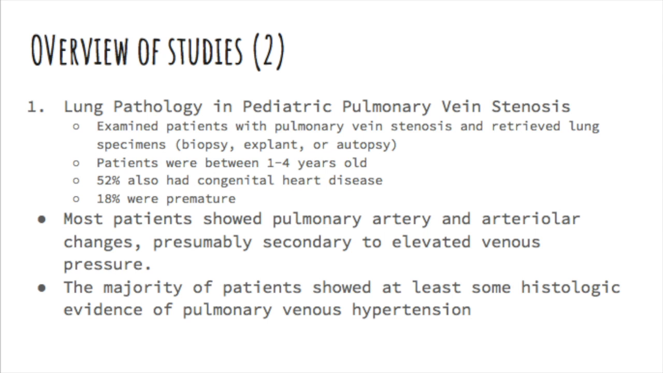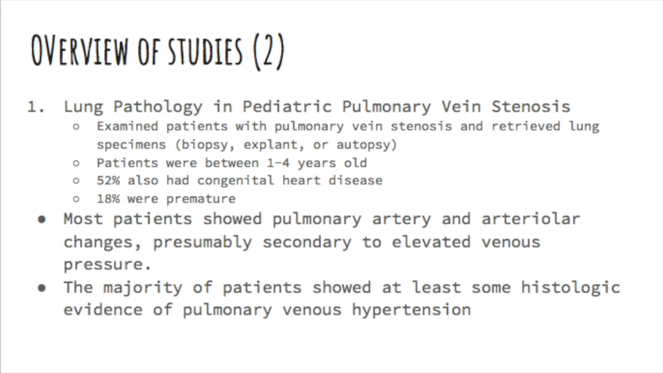So we're going to talk about the 2 studies that we found, and the first one is lung pathology in pediatric pulmonary vein stenosis. So I kind of already mentioned this one earlier, but they examined patients with pulmonary vein stenosis and retrieved lung specimens either through a biopsy, explant, or autopsy. And the patients were between 1 and 4 years old, and 52% of the patients also had congenital heart disease, and then 18% were premature babies.